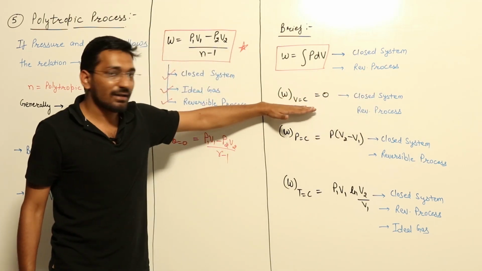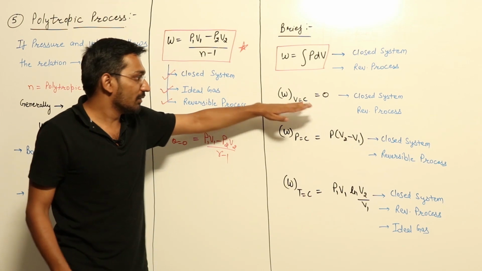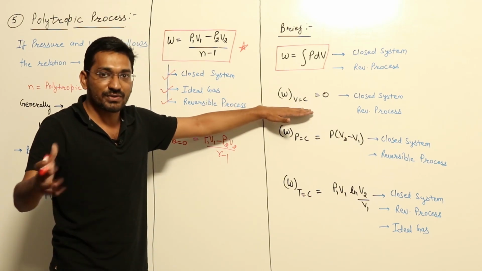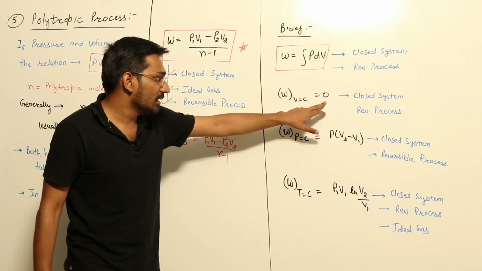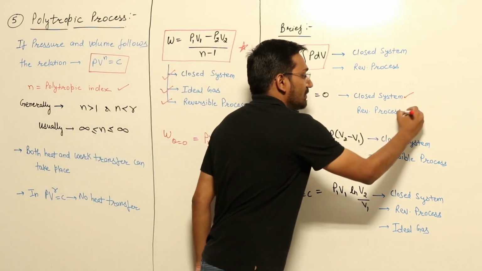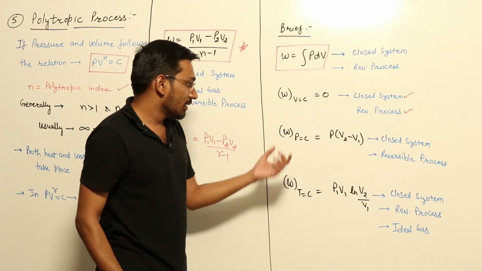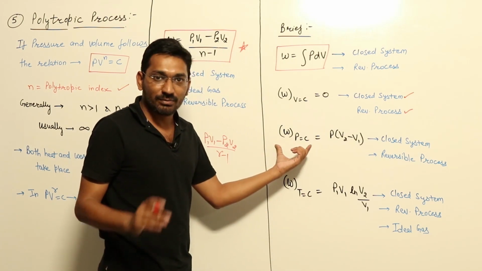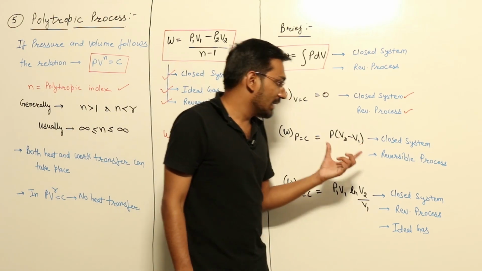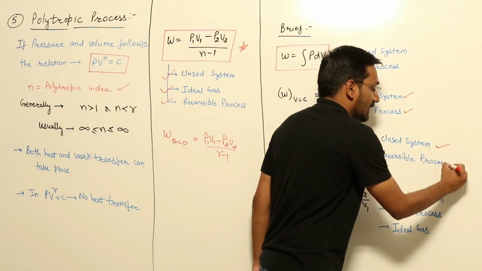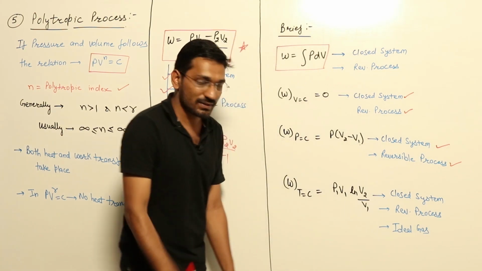Now the work done in a constant volume process is 0, as we saw earlier. The assumptions are a closed system and a reversible process. Work done in a constant pressure process is P into V2 minus V1. The assumptions are the same: closed system and reversible process.